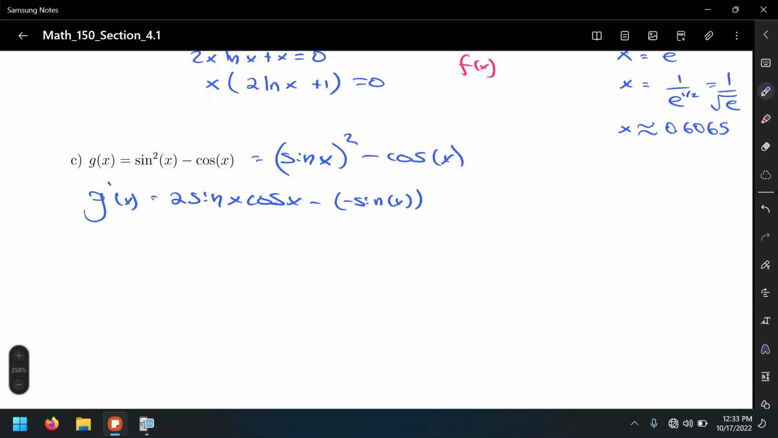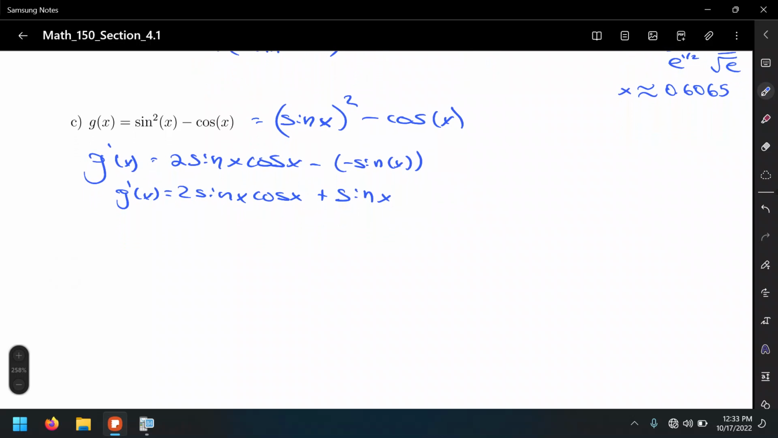All right? Let's simplify this derivative a little bit. It's just multiplying the signs. 2 sine x cosine x plus sine x. That's g prime. And let's set the derivative equal to 0 to find the critical values. That is 2 sine x cosine x plus sine x, set equal to 0.